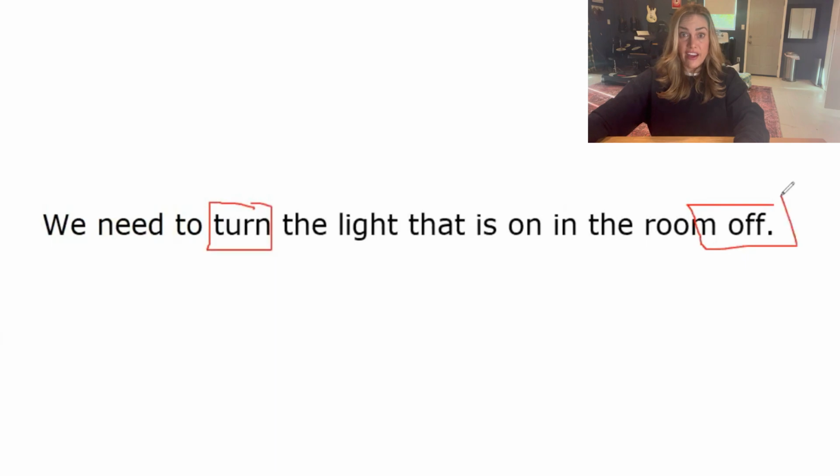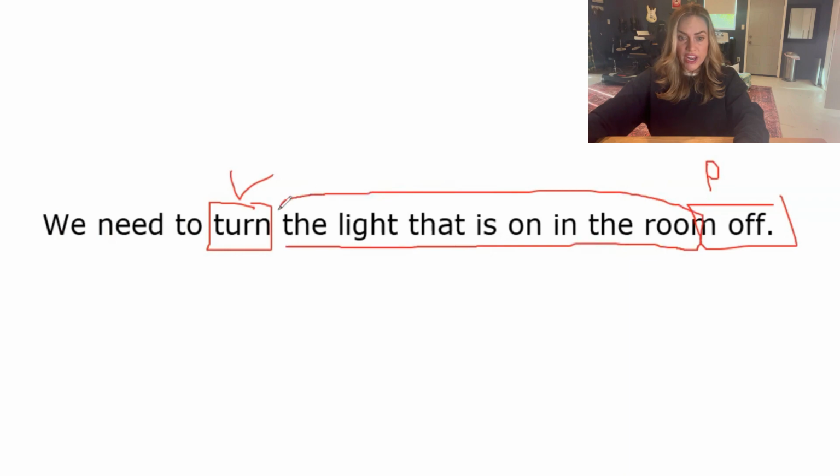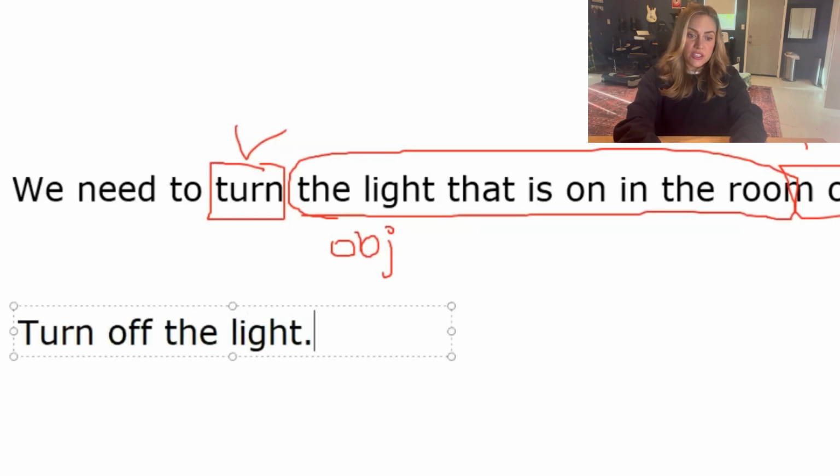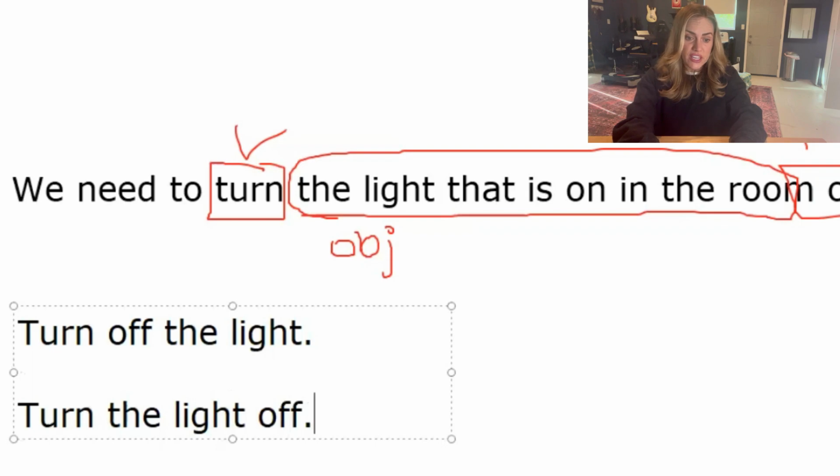Look at that. Here's the verb part. Here's the particle way over here. And all of this is one object. The light. Which light? The light that is on in the room. That's one object. It happens to be really long, but it is an object. In a situation like this, with a phrasal verb that is separable, turn off is a separable phrasal verb, you can say turn off the light. You can say turn the light off. You can say turn it off.